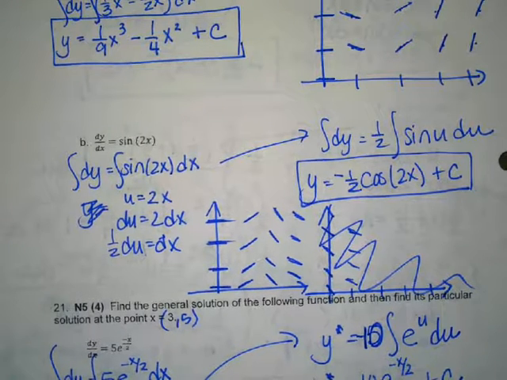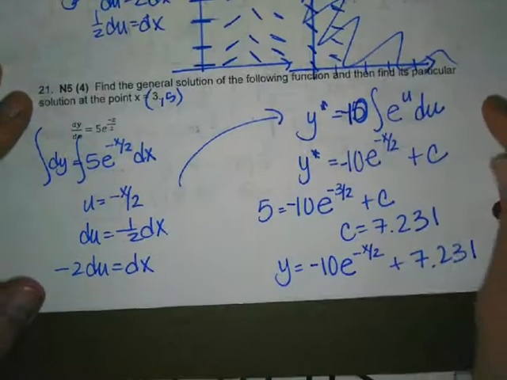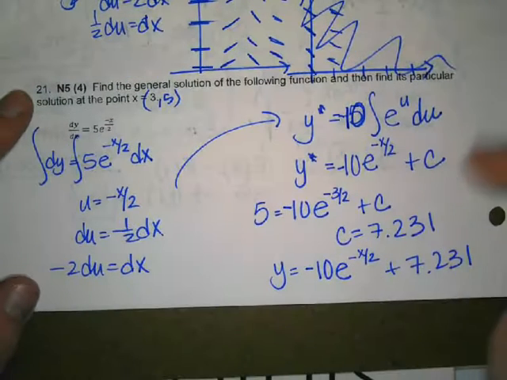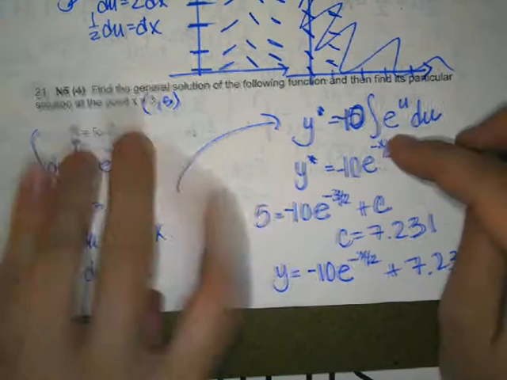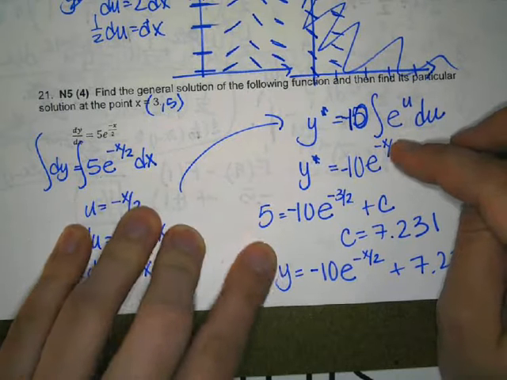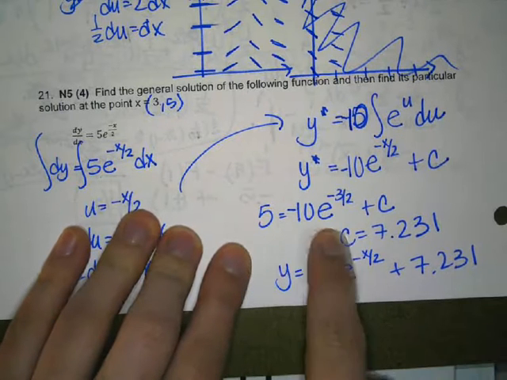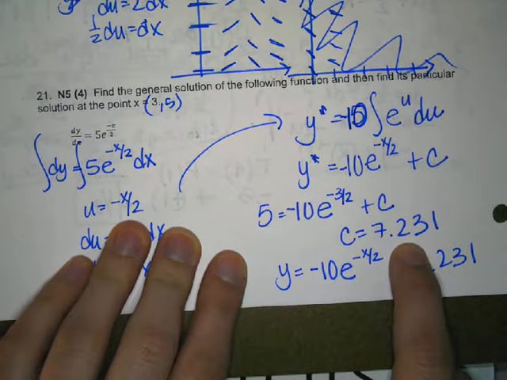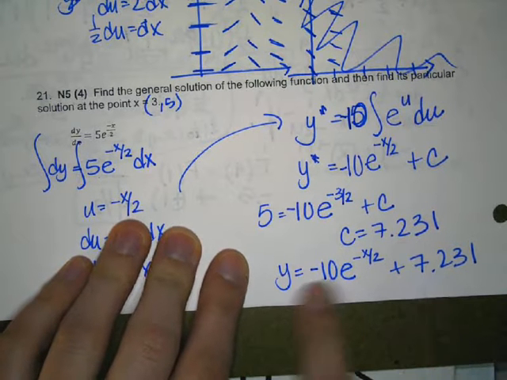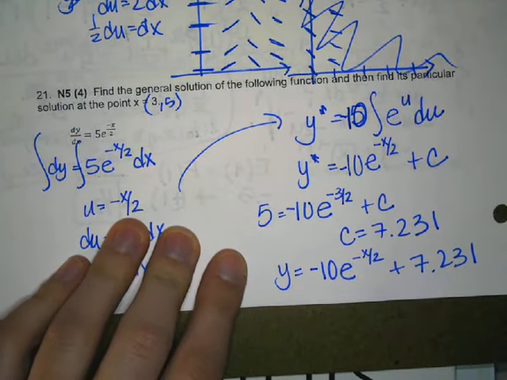And then for 21, you have to find the general solution. So this is the general solution here. And then you have to plug in the point (3, 5), 3 for x, 5 for y, and solve. So I took this and I subtracted that to get this. And then that's my C value. So the last step there is just to rewrite in terms of C.